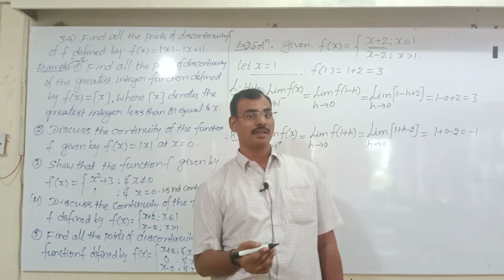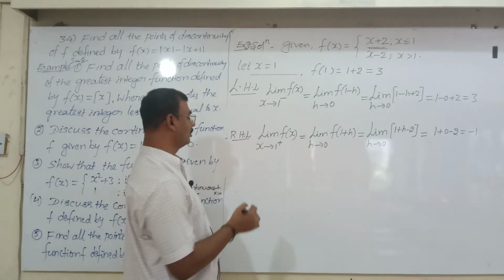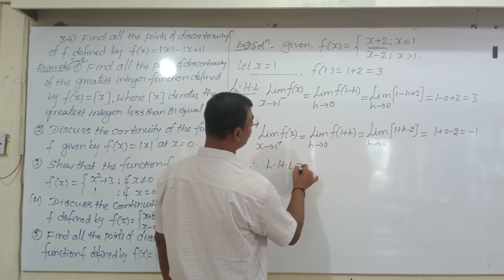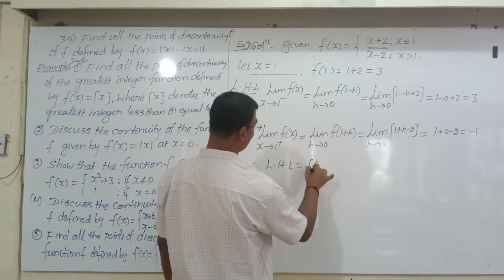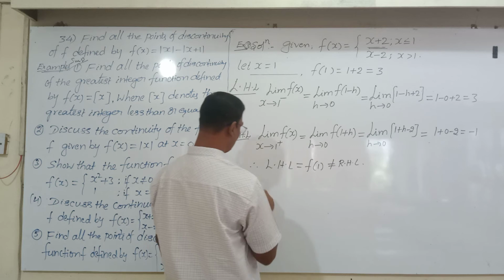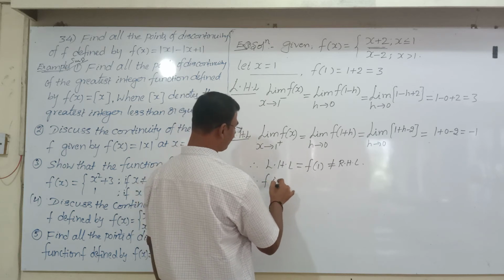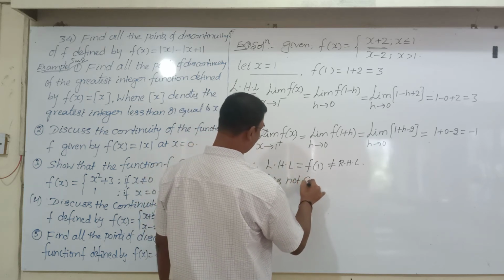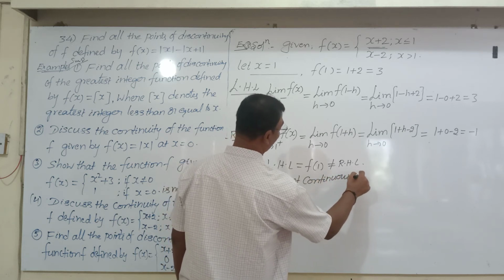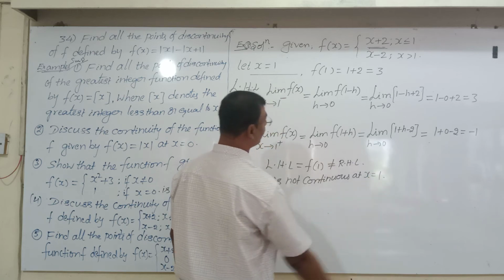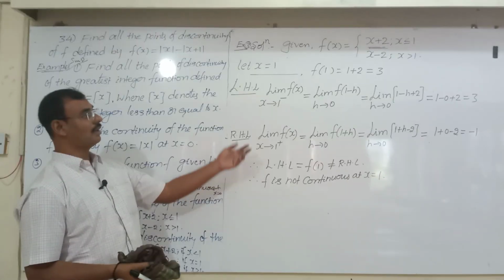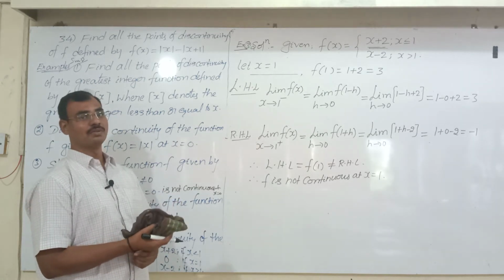We observe what? LHL is not equal to RHL. So the left hand limit is actually equal to f of 1 but not equal to the right hand limit. Hence f is not continuous at x is equal to 1. So we have to discuss only continuity. It is not continuous at x is equal to 1.